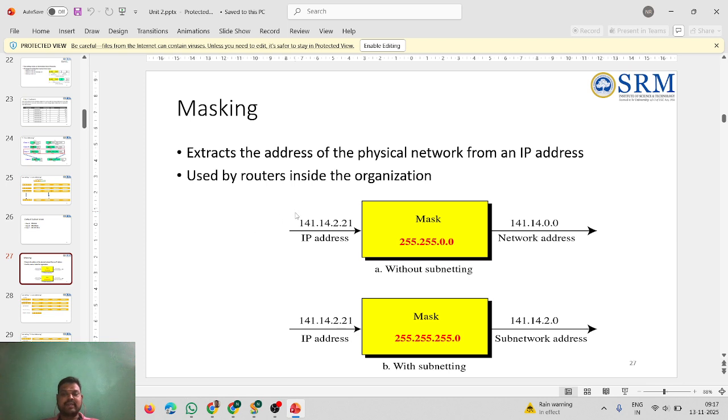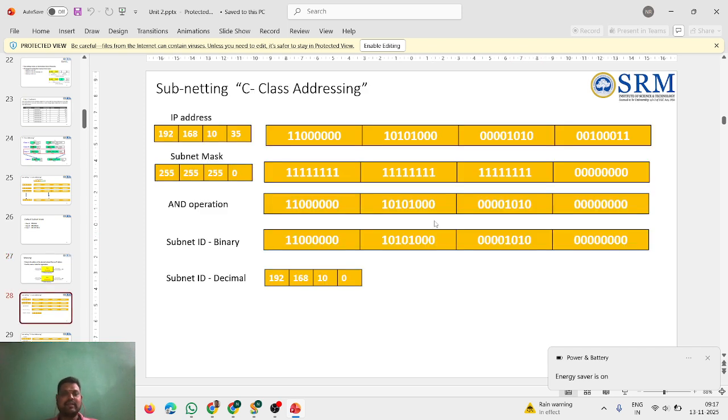So masking, as I told you, extracts the IP address of the physical network from an IP address. How? You have to do a logical AND operation. First you have to convert the IP address and subnet mask into binary notation. Then you do a logical AND operation in order to calculate the physical network address. So this is the basic idea of a mask, right? Here is a simple example of how to calculate the subnet ID for this network, right?